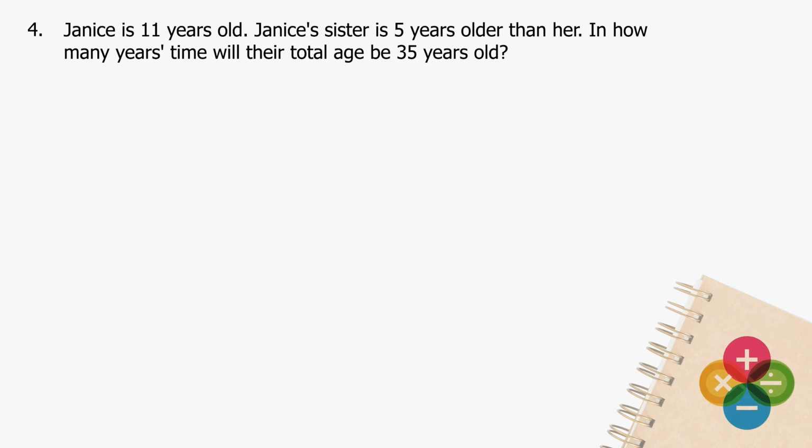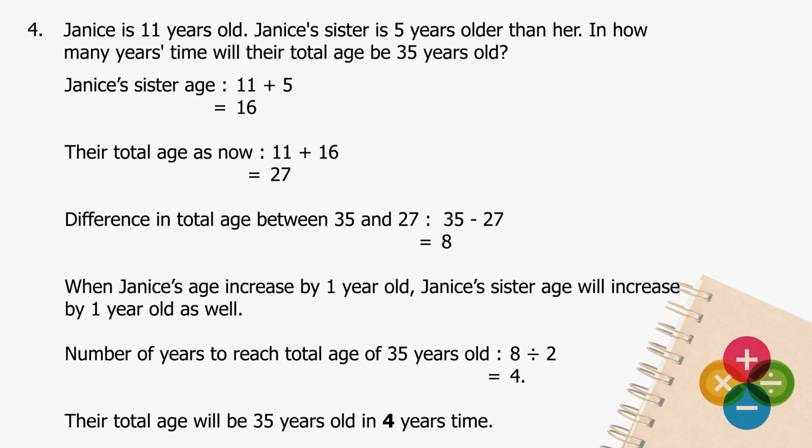Janice's sister's age now will be add 11 to 5, and the sum is 16. Their total age now will be add 11 to 16, and the sum is 27. The difference in total age between 35 and 27 will be subtract 27 from 35, and the difference is 8.